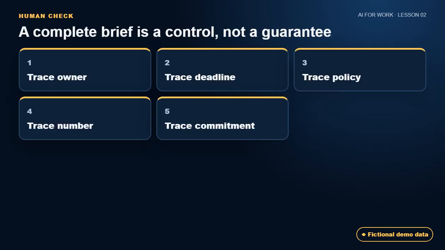This failure matters because a complete brief is a control, not a guarantee. AI output can ignore or misapply a clear instruction. The brief makes the error easier to locate and describe, but a person must still compare consequential details with the source. Do not approve an owner, deadline, policy, number, or commitment because it sounds plausible.